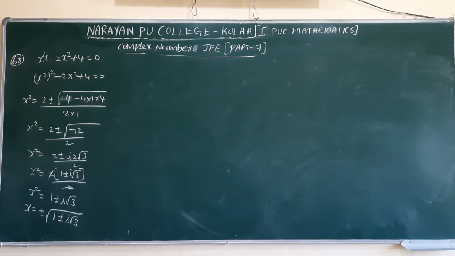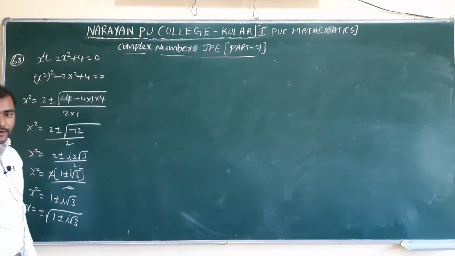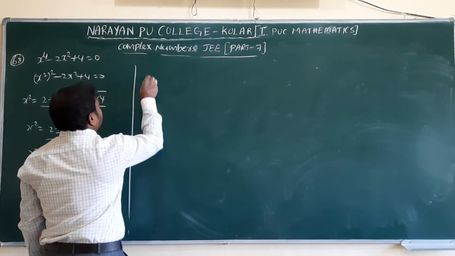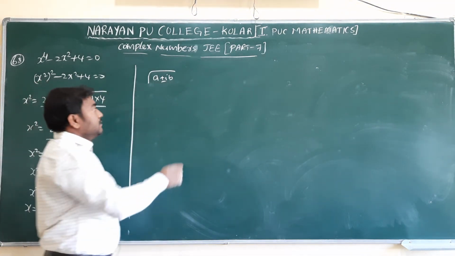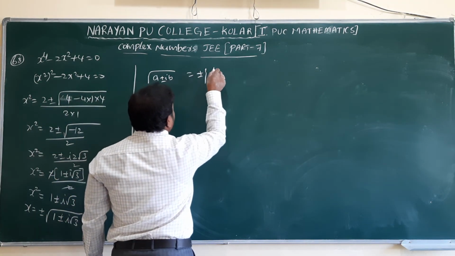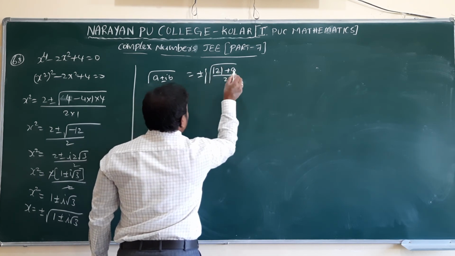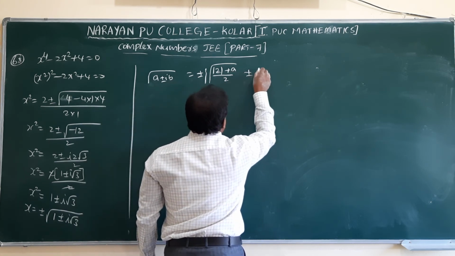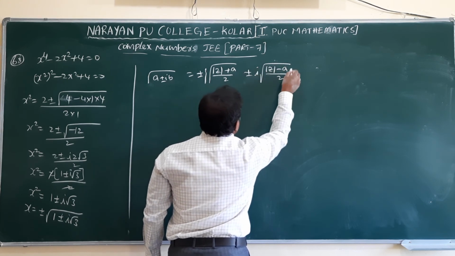Now already we know the formula for the square root of a complex number. The square root of a plus ib, a plus or minus ib, is plus or minus the square root of mod z plus a by 2, plus or minus i into the square root of mod z minus a by 2.